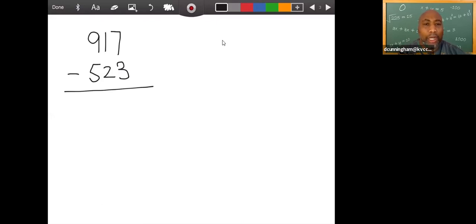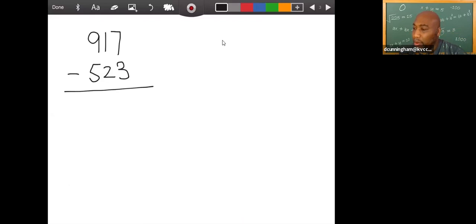Again, we're going to start with the ones place. And what I like to notice and put in the back of your mind is, is the top number in each of the place values greater than the bottom number? If it is, we go directly. If not, we're going to have to borrow from a place value. So let me show what I mean by that.